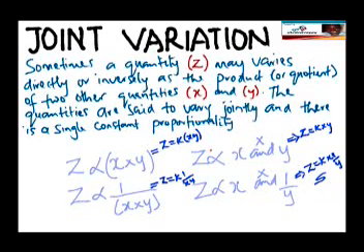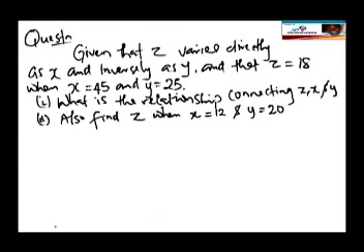It's always combining quantities, and whenever it does, they are said to be in joint variation. We'll look at an example here. This question says, given that z varies directly as x and inversely as y, and that z is equal to 18 when x is equal to 45 and y is equal to 25, what is the relationship connecting z, x and y? Now that's the first question here. We may want to look at this solution, and it says what's the relationship connecting z, x and y?